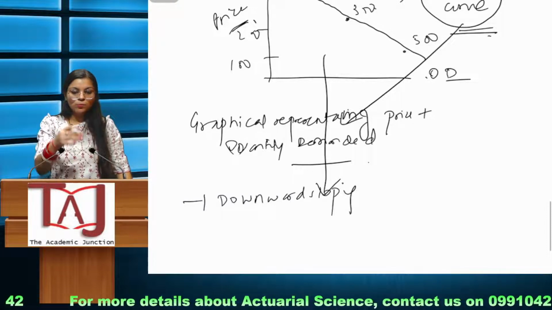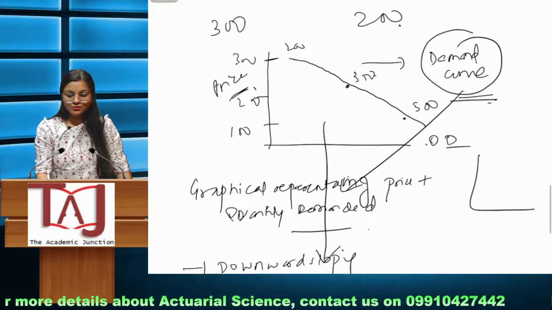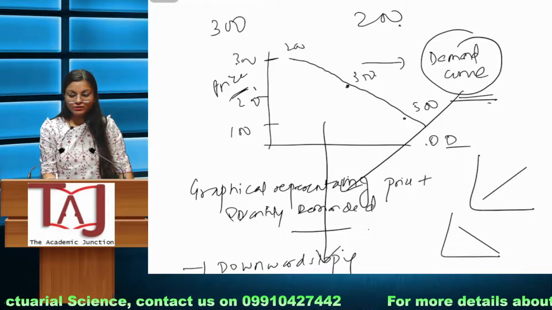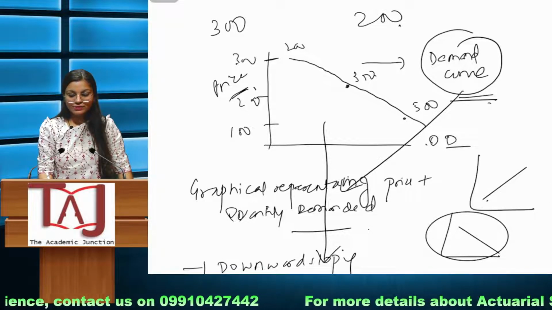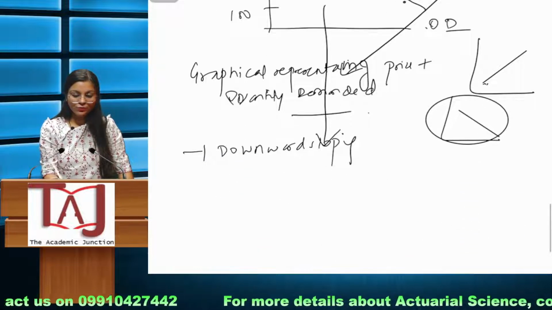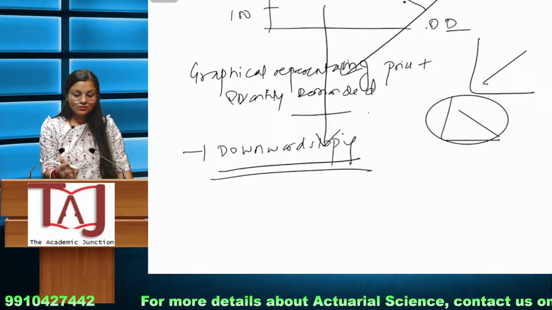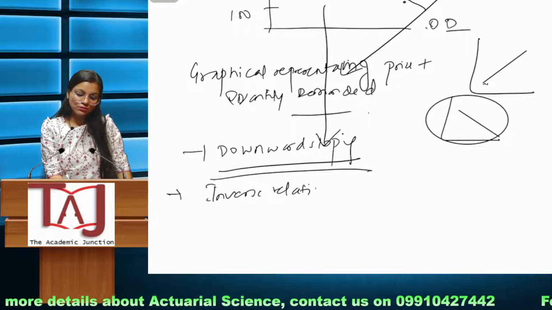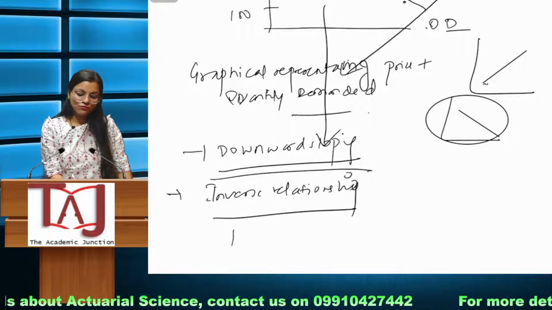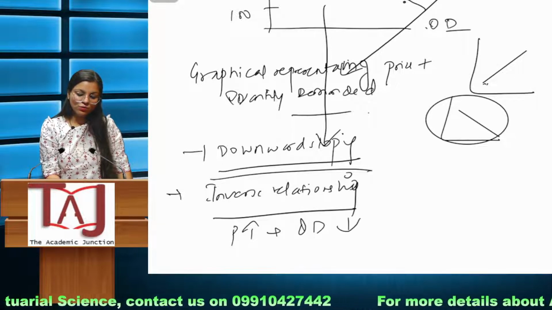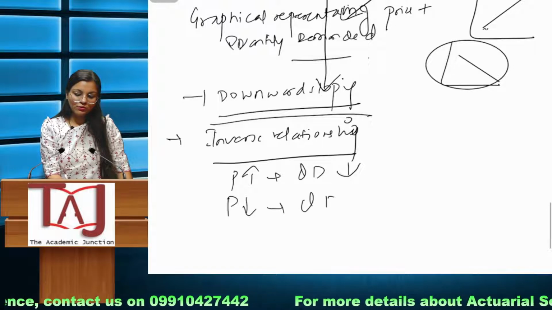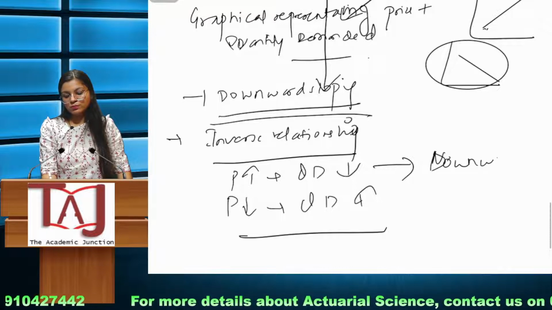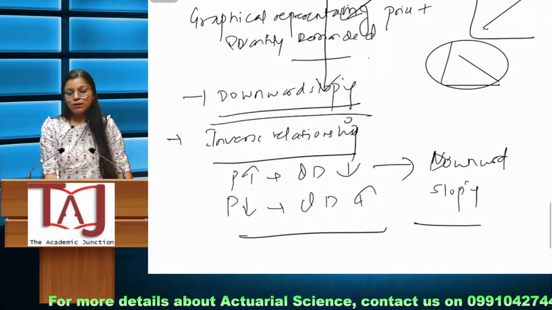ऊपर से नीचे आ रहा है curve. It's not like this. It's not upward sloping. When we have a curve like this, ऊपर से नीचे आ रहा है, इसको कहते हैं downward sloping. जब ऐसे नीचे से ऊपर जाएगा that means it's upward sloping. So curve is downward sloping. Why is the curve downward sloping? Because of inverse relationship. So if price rises, quantity demanded falls, price falls, quantity demanded rises, leading to downward sloping demand curve.